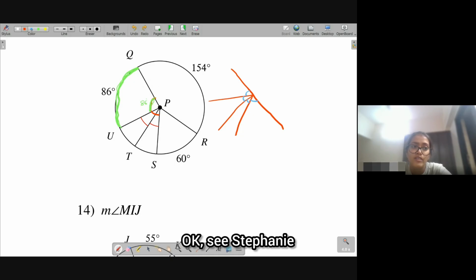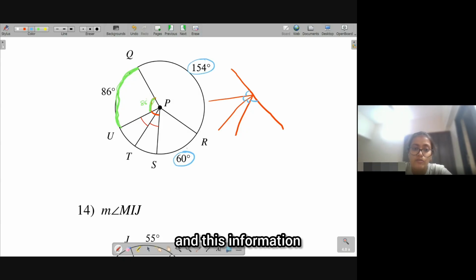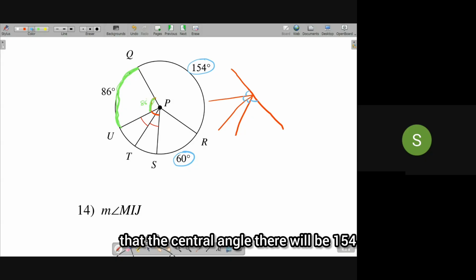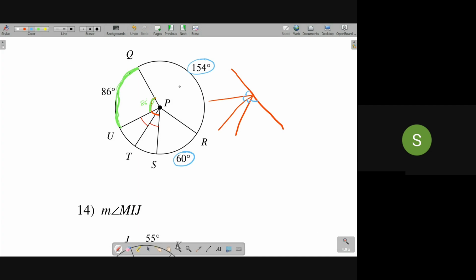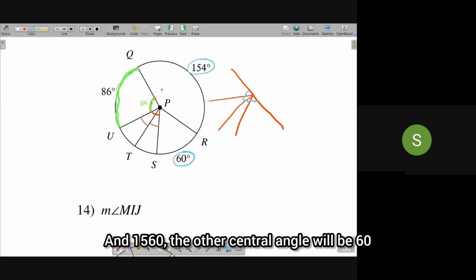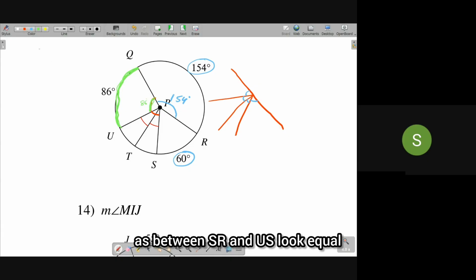Okay, see, Stephanie, in every question, you have to use all the information. You have not used this information and this information. Oh, so if I have 154 here, that means the central angle there will be 154. Yes, this angle is 154, right? And then if I have 60, the other central angle will be 60. Yes. And since SR and US look equal, would that side also be 60?